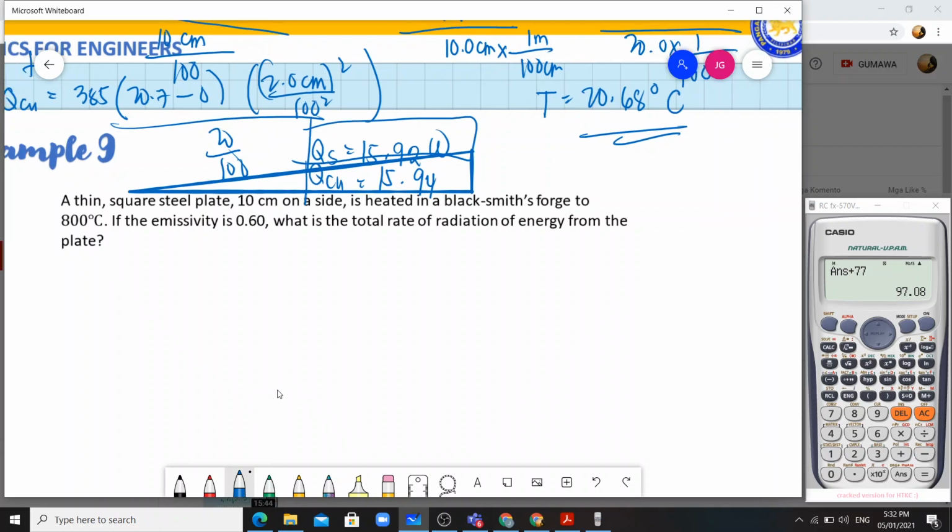A thin square plate, steel plate, 10 cm on a side is heated in a blacksmith's forge to 800 degrees Celsius. If the emissivity, okay, radiation to kasi may emissivity, is 0.60, what is the total rate of radiation of energy from the plate? So, emissivity and then Stefan-Boltzmann, delta T raised to 4. Diba? Or T raised to 4. Sabi niya kasi total rate of radiation energy from the plate.